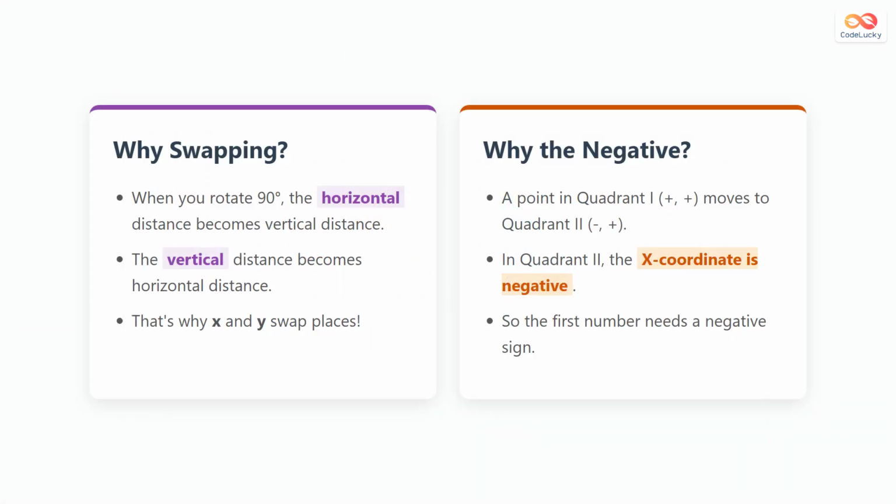Why does this rule work? Geometrically, when you rotate 90 degrees, your horizontal distance from the origin becomes a vertical distance, which is why x and y swap. The negative sign appears because you are moving from a quadrant where x is positive to one where x is negative, or generally shifting the coordinate system 90 degrees to the left.